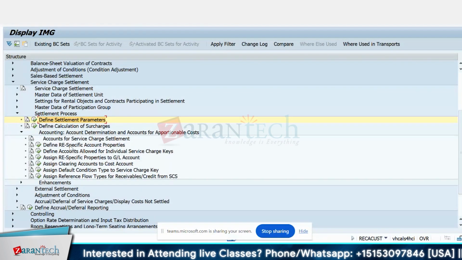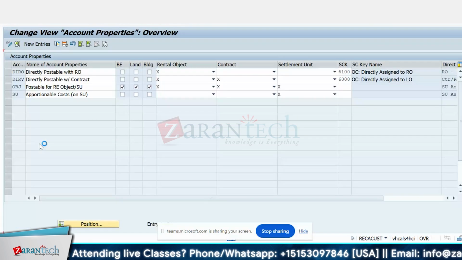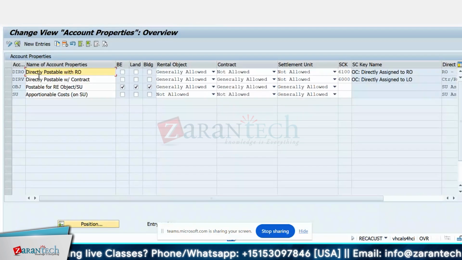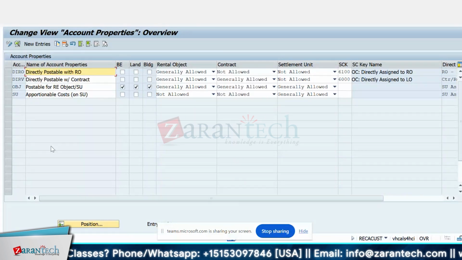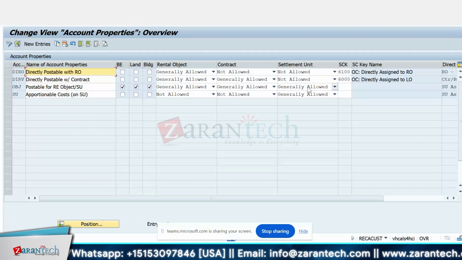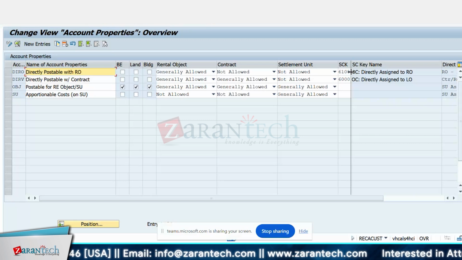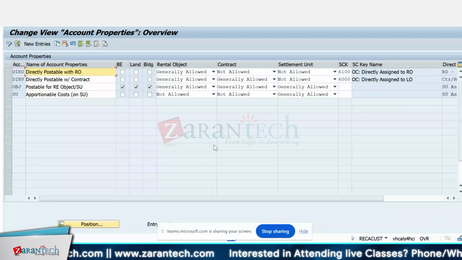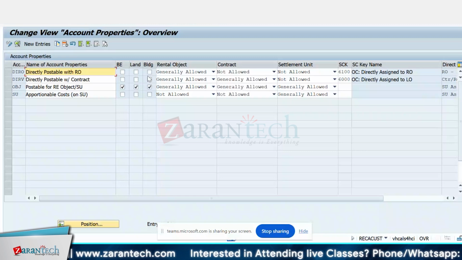Accounts for service charge: define RE specific account properties. So accounting properties, if you are aware: rental object allowed, contract allowed, settlement unit allowed, and which service charge key is assigned to this. Okay. Based on that, it will pick up this particular service charge key. If you have used these accounting properties, then it will pick up this particular service charge key. So for which objects it is allowed, we can also maintain it over here.